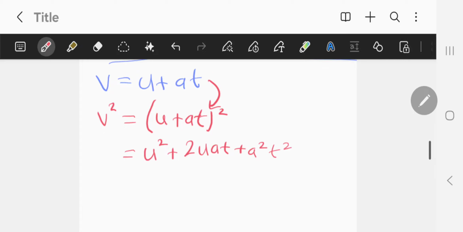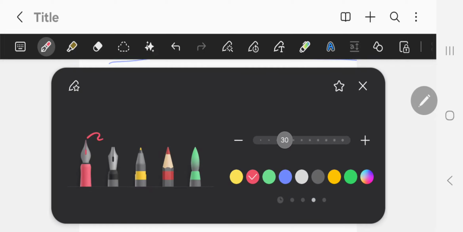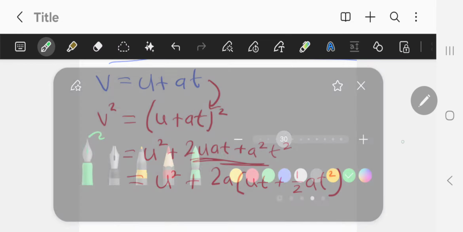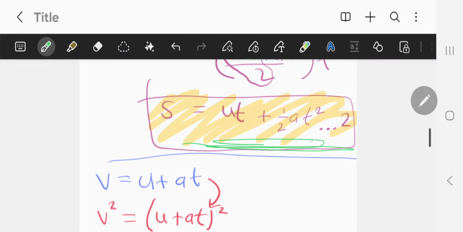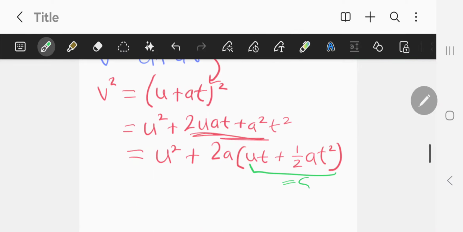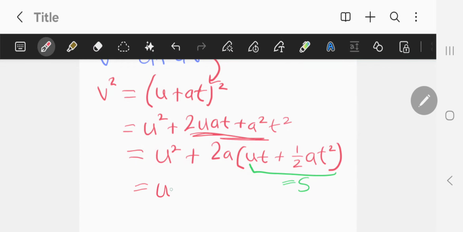Let's assume knowledge there of how to expand a square. If we tie this up a bit, collect like terms, we'll take out the 2a here. So we get ut left over plus half at squared. Now, why did I do this? If you look at this, I'm sure it might be ringing bells already. This thing looks familiar. That is just s. So we now have our third SUVAT equation, u squared plus 2as.